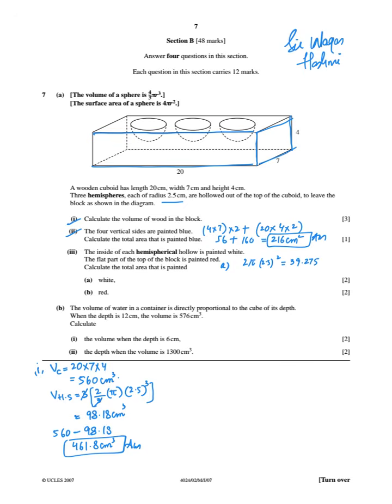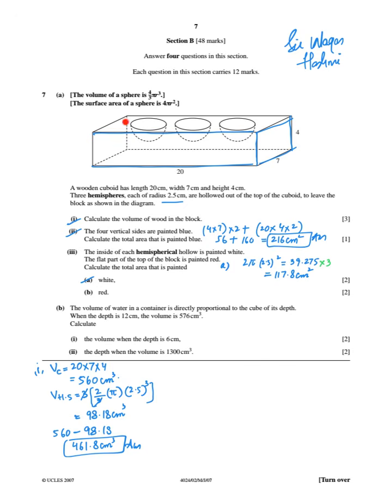So 2.5 square times 2 and times 3.142 gives you the value of 39.275, right? So we need to find total area. So we have 3 hemispheres, so I need to multiply it by 3. So the final answer will be 117.8 centimeter square.